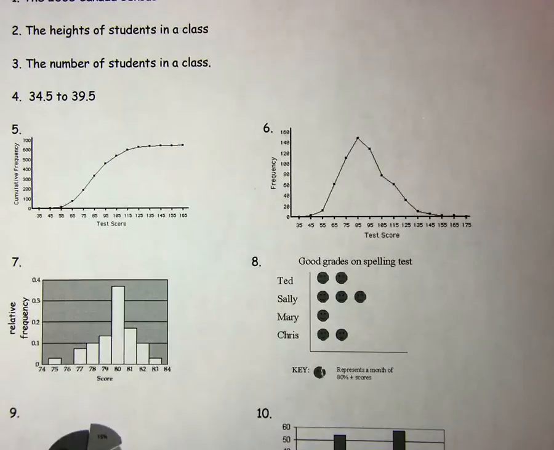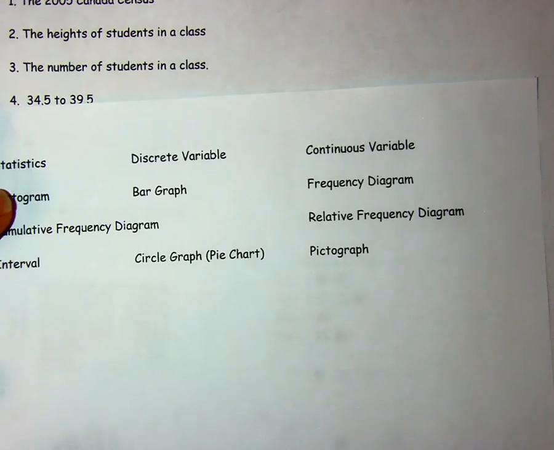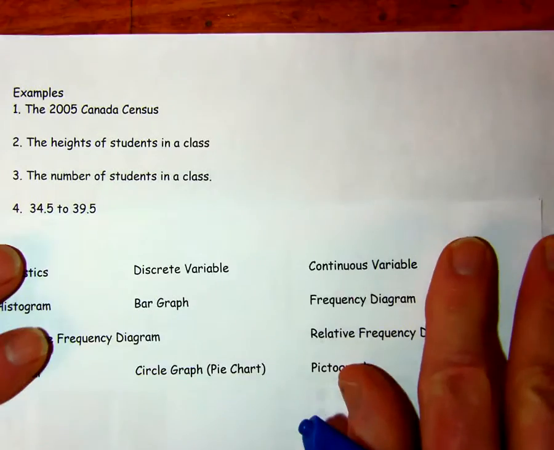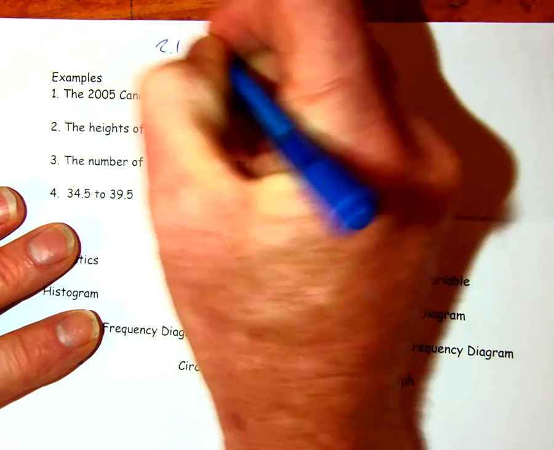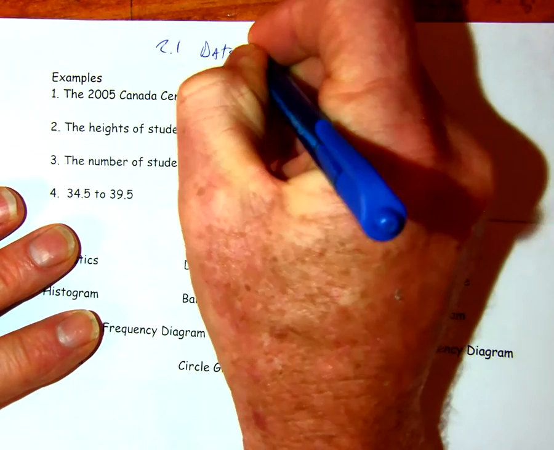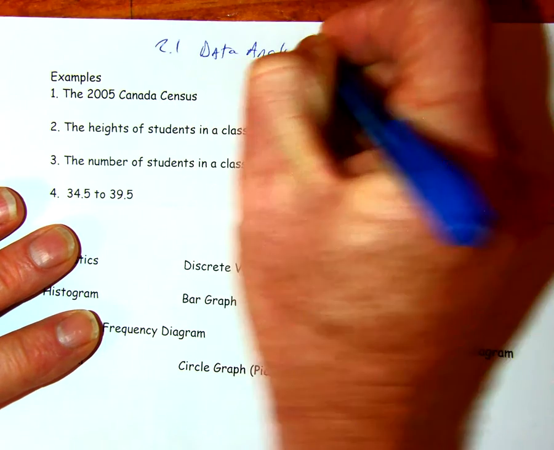So let's do the examples first. It might be more straightforward. So these are the words, and let's just put a title here. 2.1 data analysis with graphs.